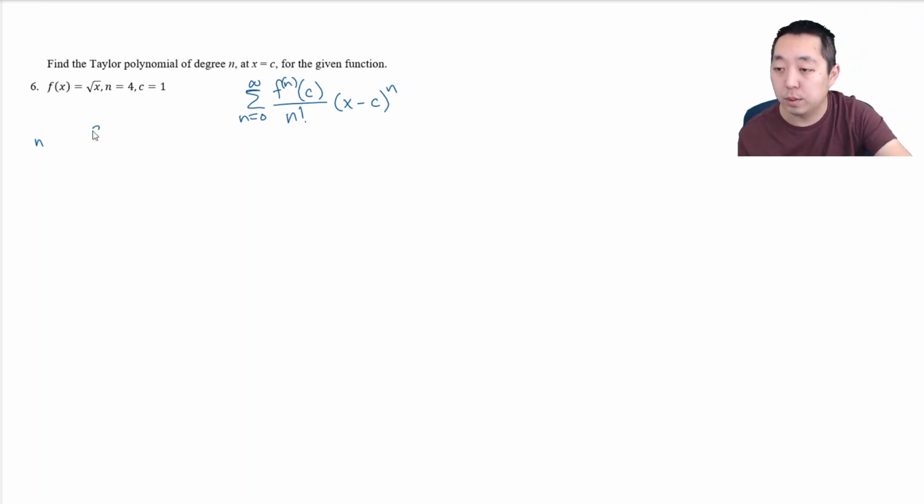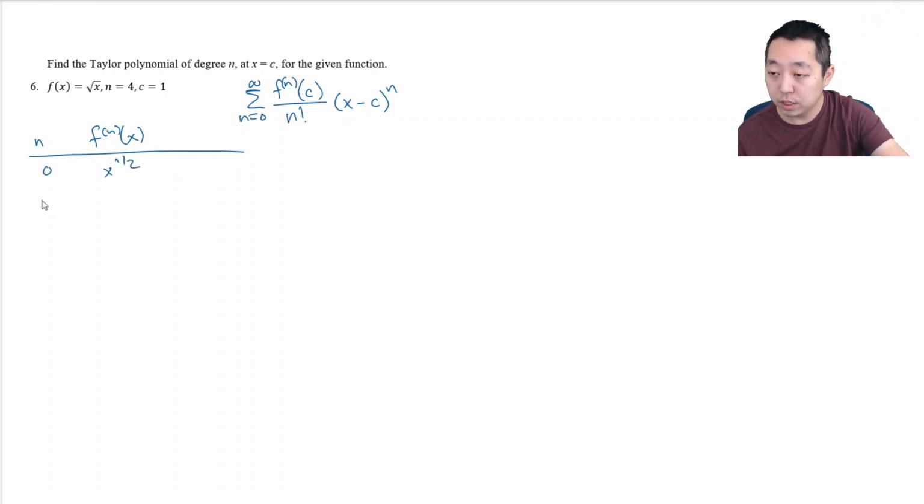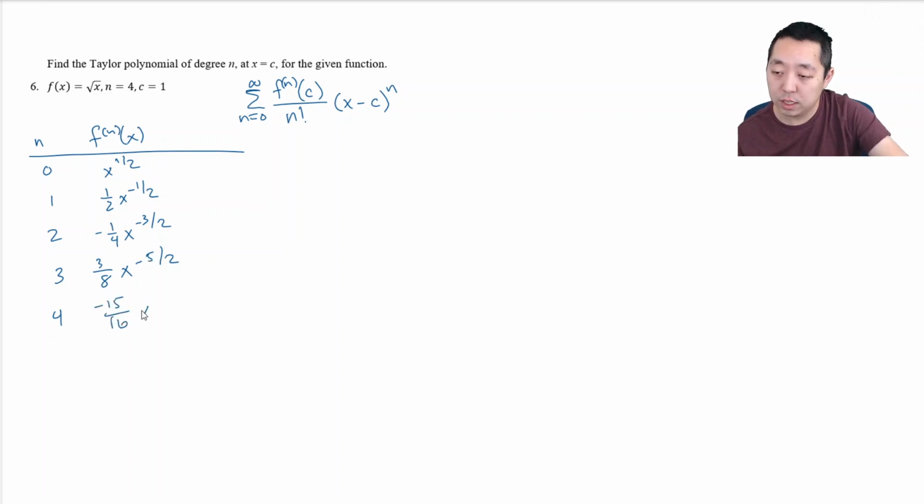So I'm going to make my table of nth derivatives, right? When n is 0, it's x to the 1/2. Then the first derivative is going to be 1/2 x to the negative 1/2. The second derivative is going to be negative 1/4 x to the negative 3/2. Then it's going to be positive 3/8 x to the negative 5/2. And for the fourth derivative, it's going to be negative 15 over 16 x to the negative 7/2.